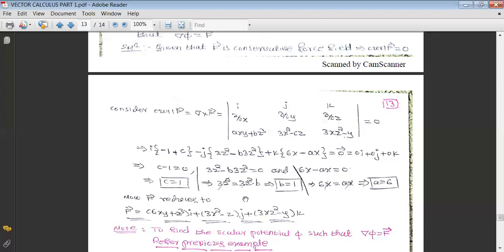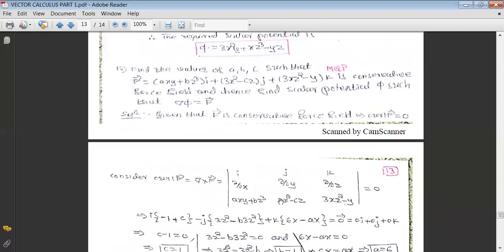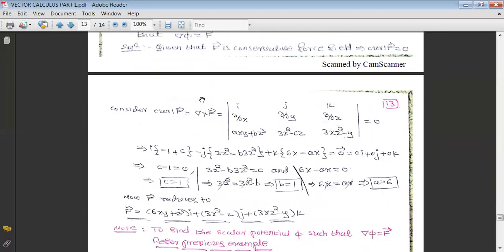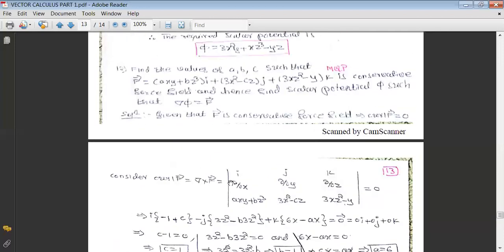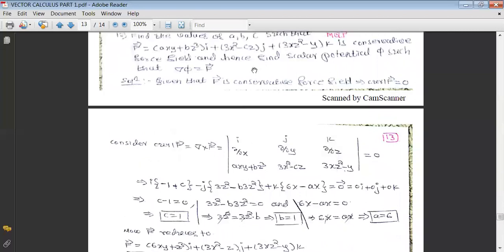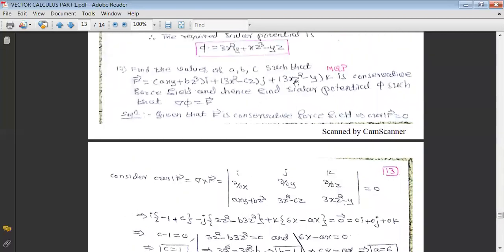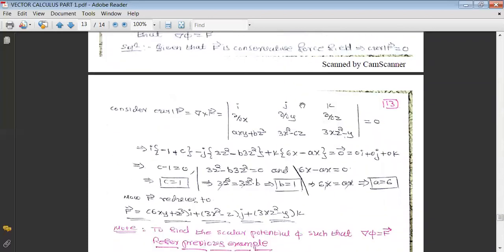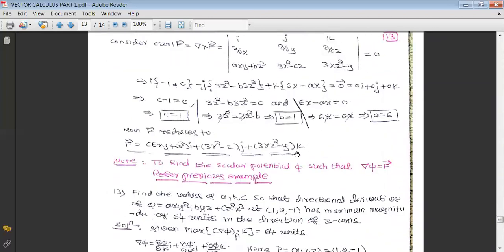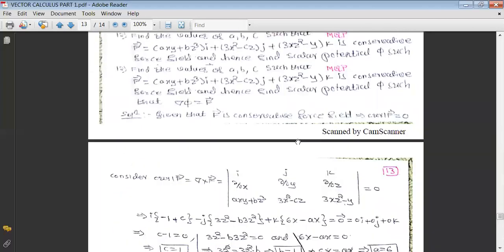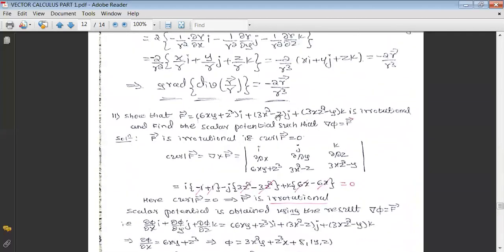Once you substitute the values a equal to 6, b equal to 1, and c equal to 1 in the given vector, that is (6xy + z³) i, and next one is (3x² − z) j, and last one is (3xz² − y) k. And this is nothing but the same vector that we discussed in the previous problem.